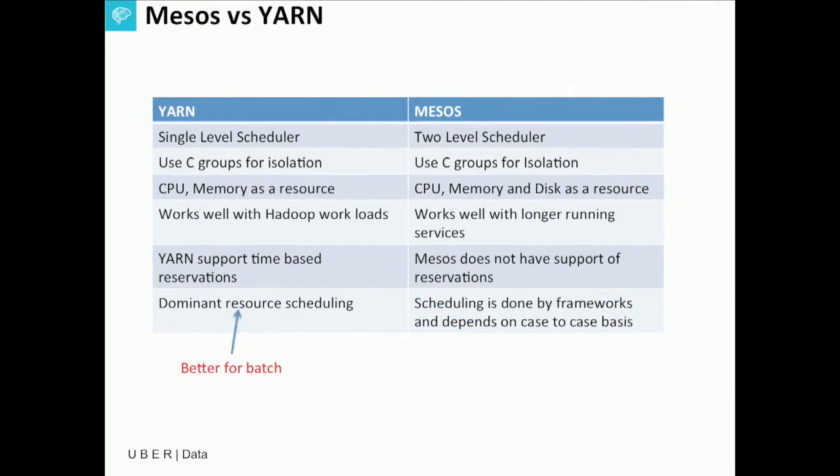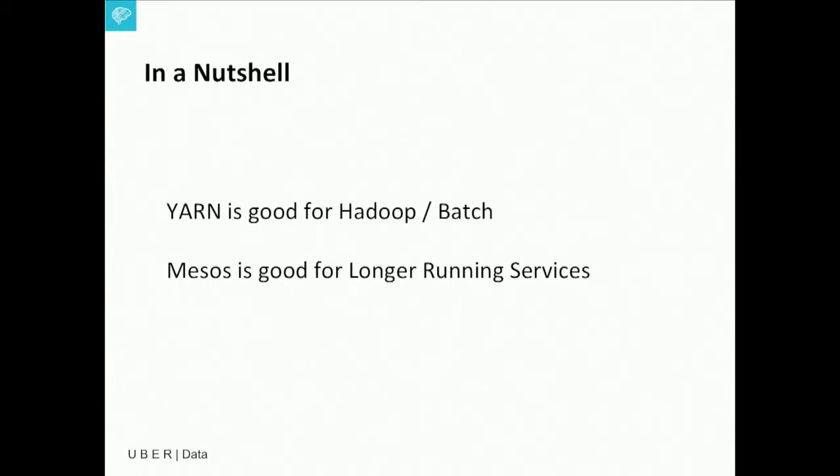Yarn has dominant resource scheduling. In Mesos, resource scheduling is done by the frameworks, so it's basically on a case-by-case basis, and I don't think any of the frameworks on Mesos have it. So in a nutshell, Yarn is good for Hadoop and batch jobs. Mesos is good for longer running services, right? So what do you do?